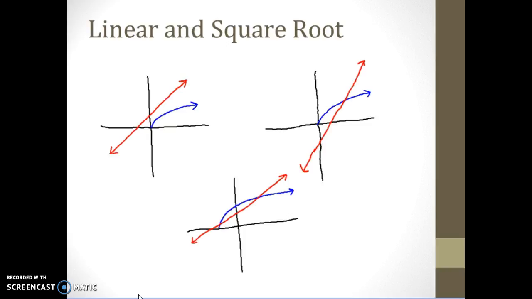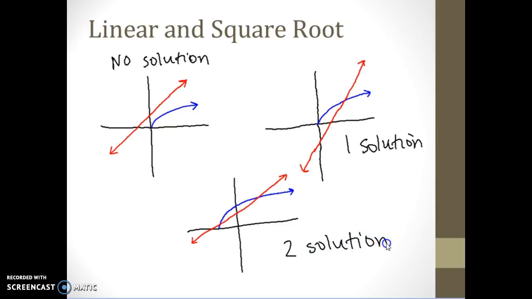Other types of systems you might see, a linear and a square root, right? So if I have a line and a square root, they could never touch. So that would be no solution. Or it could cross one time, and I have one solution. Or it could cross twice, depending on the slope and the shape of your swimmer's arm. So I can have two solutions, but I can't have more than two solutions. I can have 0, 1, or 2.